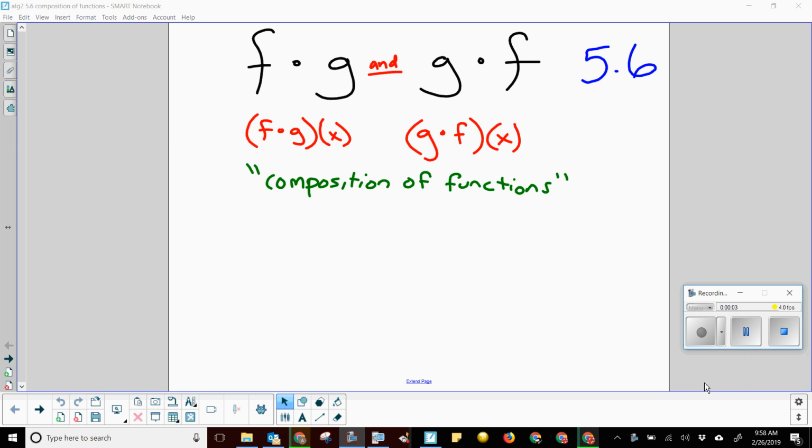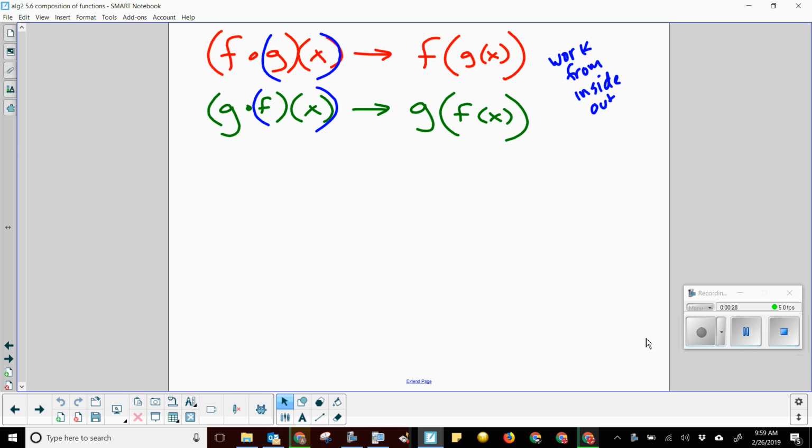All right, welcome to 5.6. Composition of functions is what it's called, but we're always probably going to call it fog and gof, f of g and g of f. And these are little bitty circles. They're not big O's. They're not multiplication dots. That little bitty O stands for the word "of": f of g of x, g of f of x. But we'll call it fog and gof because that's fun to say, let's be honest.